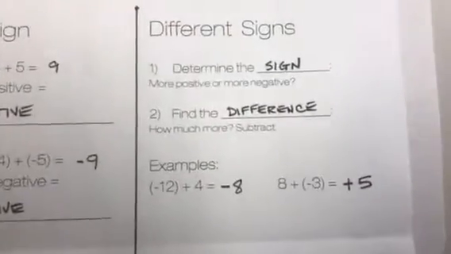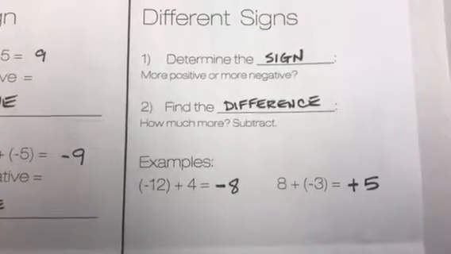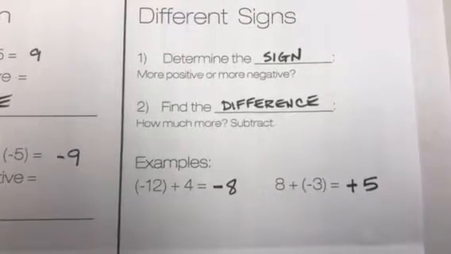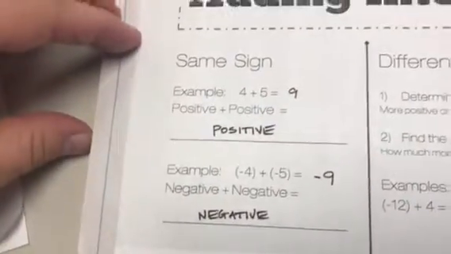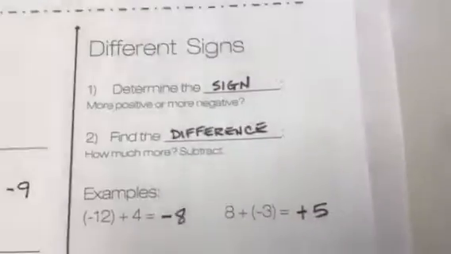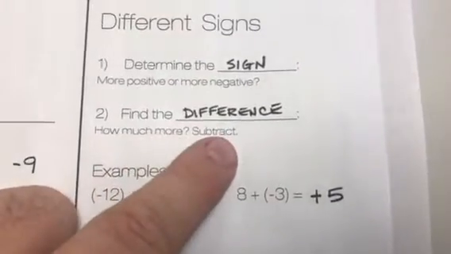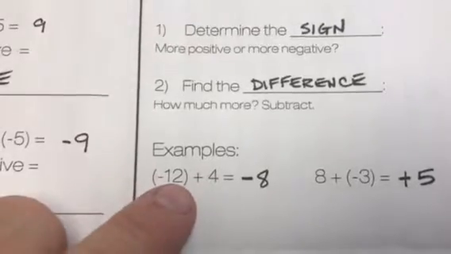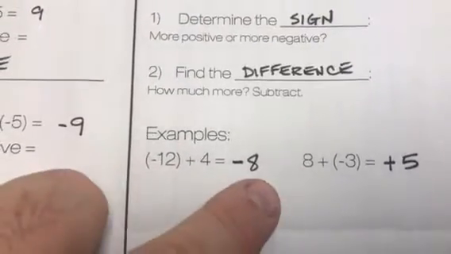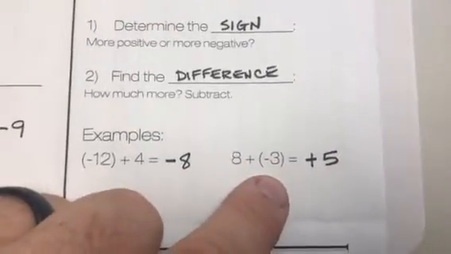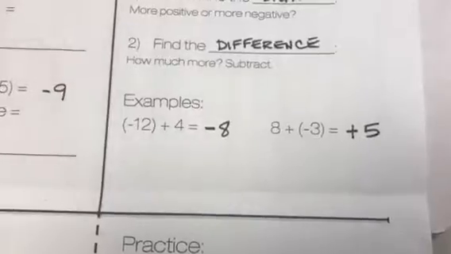Once we know what the sign is going to be by looking at whether or not we have more positive or more negative, then we just find the difference. So over here, we added and kept the sign, but when the signs are different, we actually subtract. We find the difference. So difference between 12 and 4 is 8. We had more that were negative, so we have negative 8. Difference between 8 and 3 is 5. We had more that were positive, so it's a positive 5.